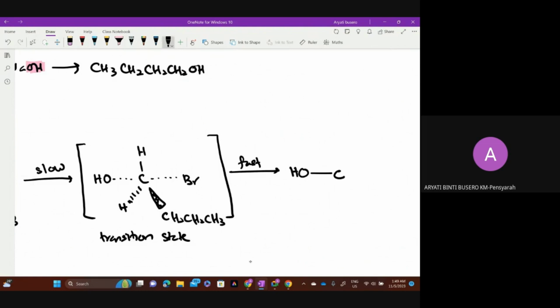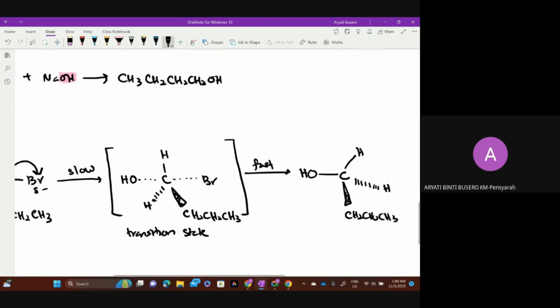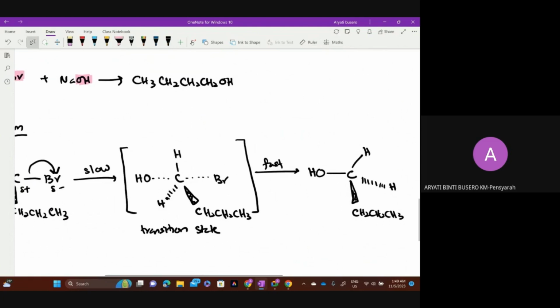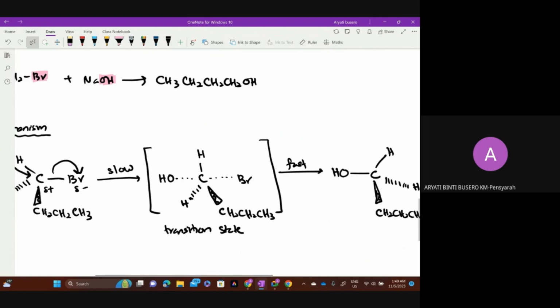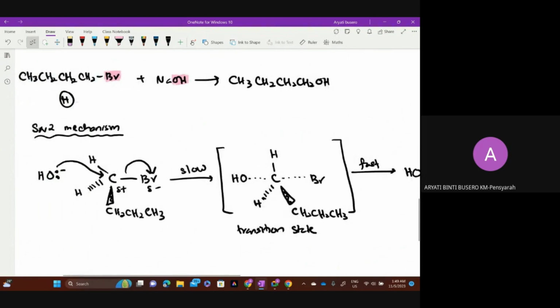Okay, here H, CH2, CH2, CH3. So the one at the back of the plane is H. So the marks left is another 2. So where you will get the marks, I think this one will contribute marks, up to the slow step.